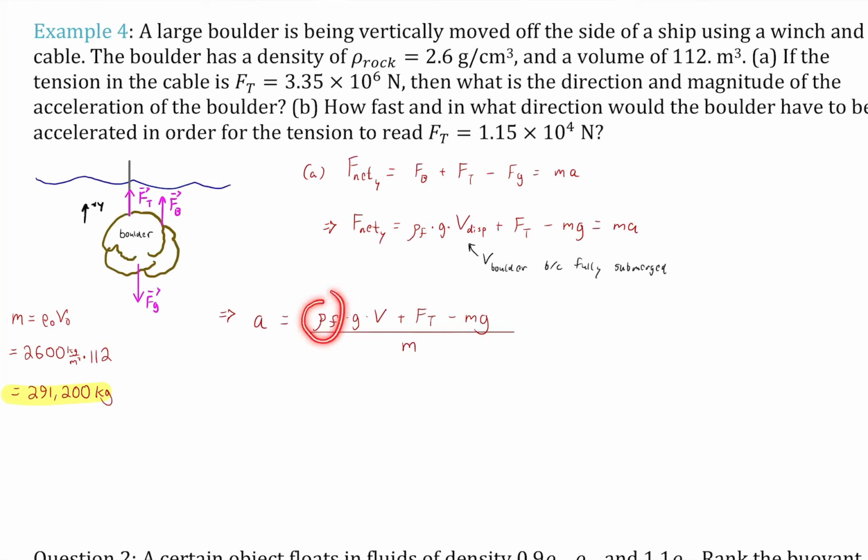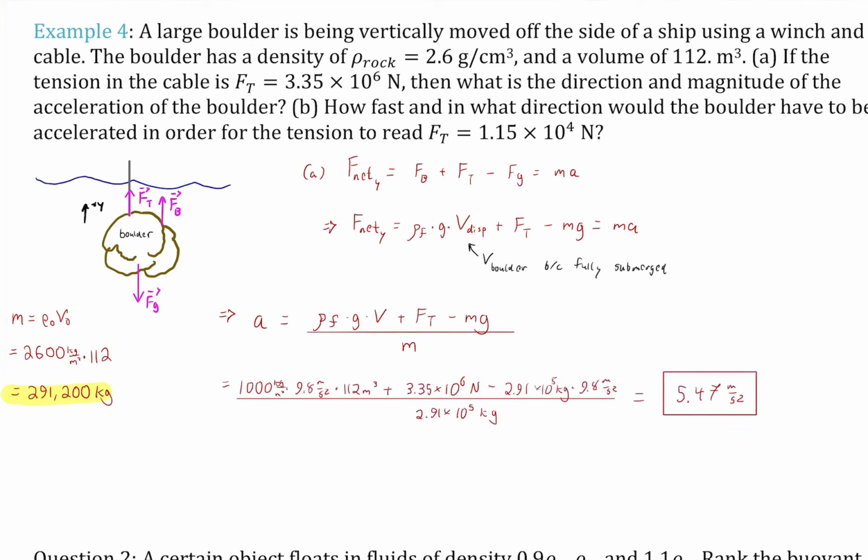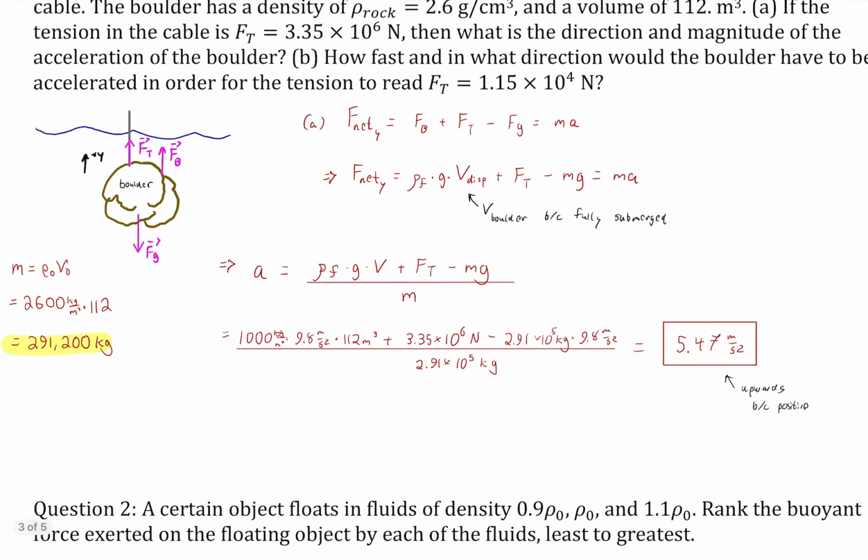We've got the density of the fluid, we've got gravity, and we already know V because it's 112 cubic meters. F_T is the number that we're given, and we found m through a quick calculation. So then we can just find acceleration, plug in our numbers, and we get a positive value. A positive value based on our coordinate system tells us that the acceleration must be up. So that means this is more than enough tension to accelerate the boulder upwards. It is being winched up. They're bringing it up, rather than lowering it to the surface.